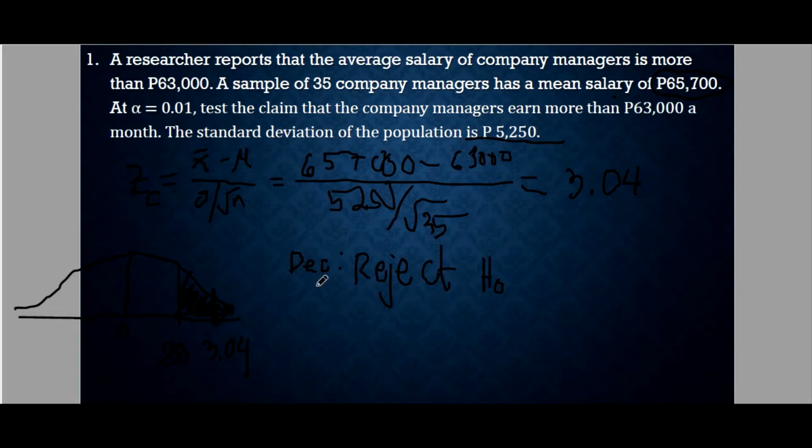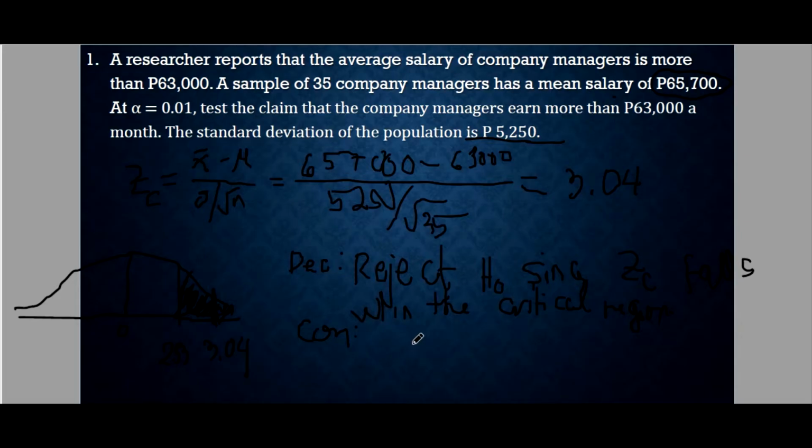Okay. So after the decision, by the way, if you want to complete the statement, you may say reject H0 since you may see Z sub C, or the Z computed, falls within the critical region or rejection region. Okay, so reject. And the last one is to make a conclusion.